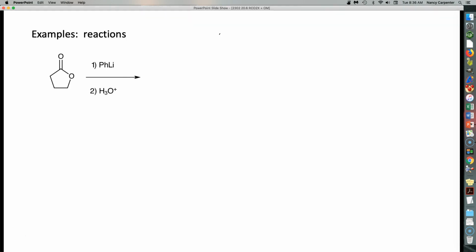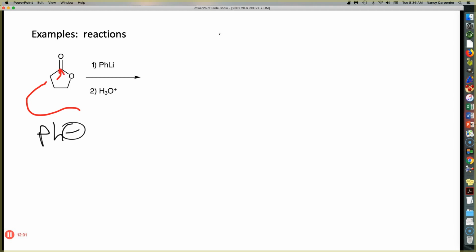Another example here, all right, a regular organolithium. I'm going to think carbanion, up, down, out. That should give me this.